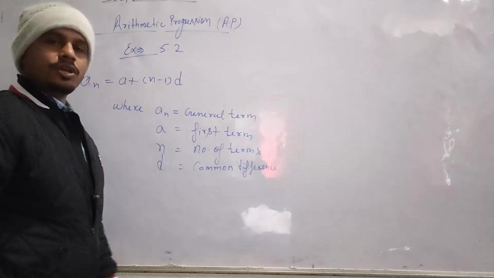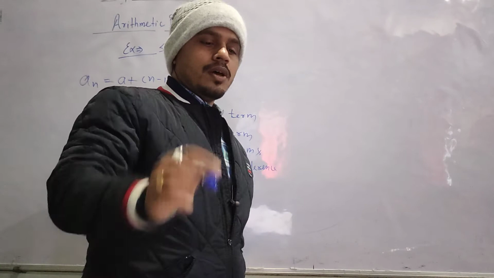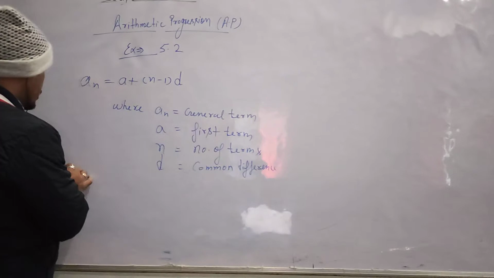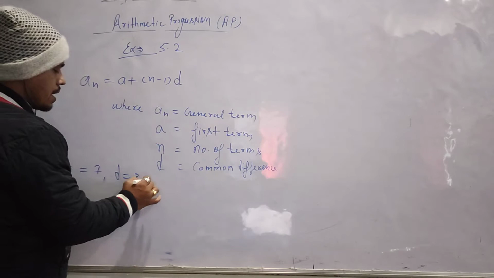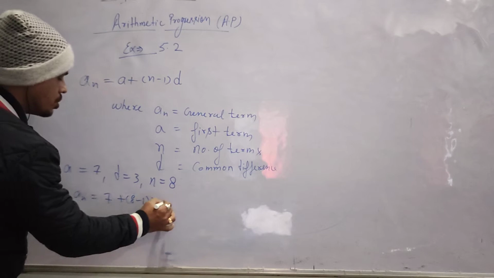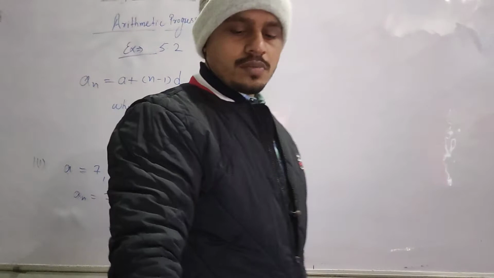For this formula, I'll give you Exercise 5.2 as homework, and I'll discuss one question based on it. In Exercise 5.2, question number 1, you are given a, d, n and have to find a_n. Here a is 7, d is 3, and n is 8. Using the general term a + (n - 1)d, we get 7 + (8 - 1) × 3, which is 7 + 21 = 28. This is an application of the formula for finding the general term of an AP.